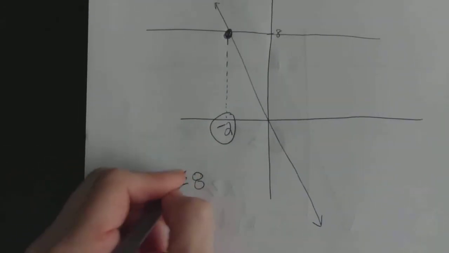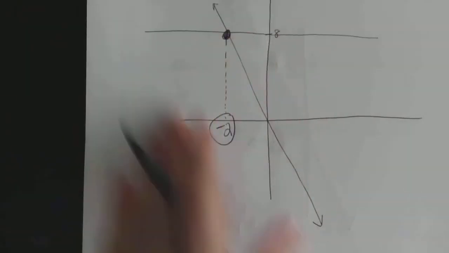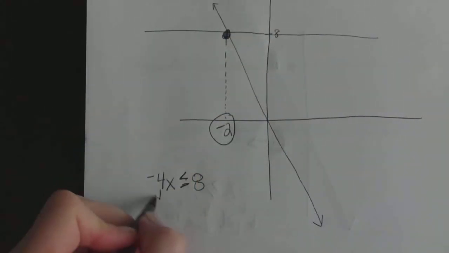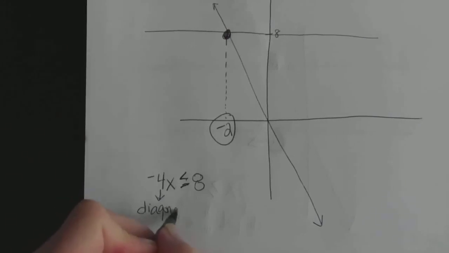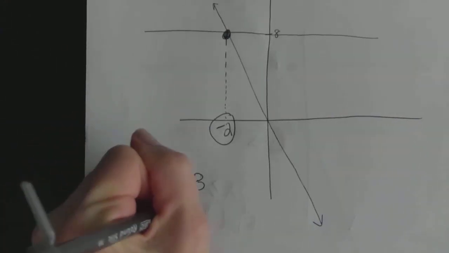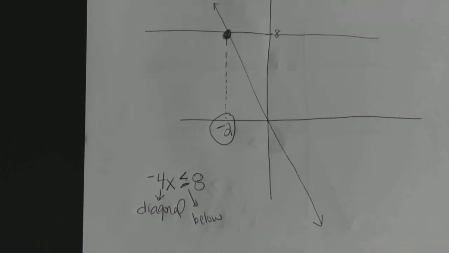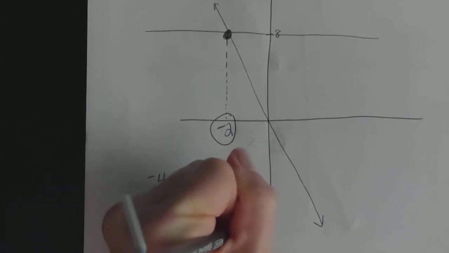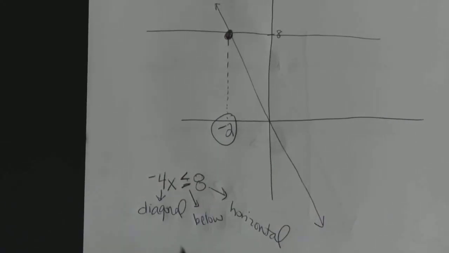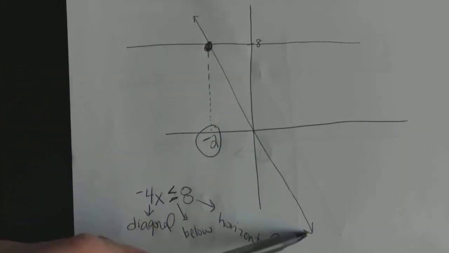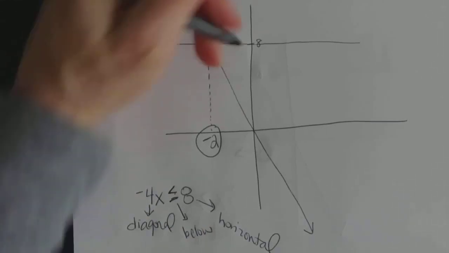Now let's remember what the problem said. The problem said negative 4x had to be, what was the original? Less than or equal to 8, right? That was the problem. And we're doing this visually. So we want to know where the diagonal line is less than. That means below the horizontal line. For what values of x? And that's the thing we've got to catch here. In a visual sense, we're catching the values of x where the diagonal line is below the horizontal.